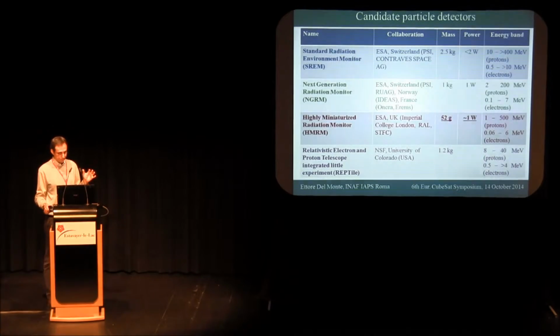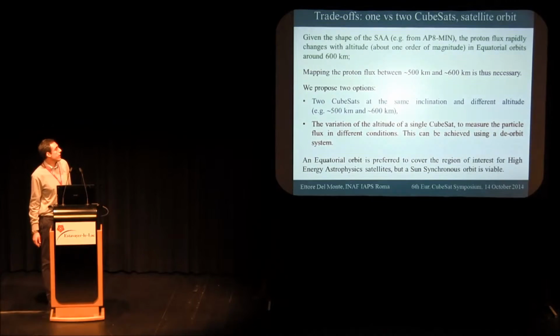There's also an American monitor, which was presented a couple of presentations before mine, called Reptile, which has a mass comparable with the NGRM and similar thresholds for protons and electrons. So here I will discuss some trade-offs for CubeSats in order to build a mission to map the particle environment of the Earth.